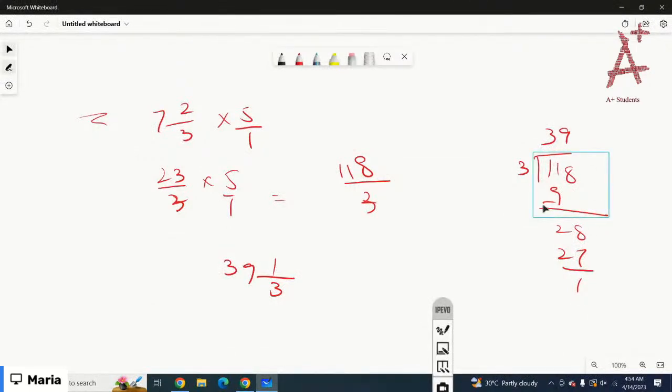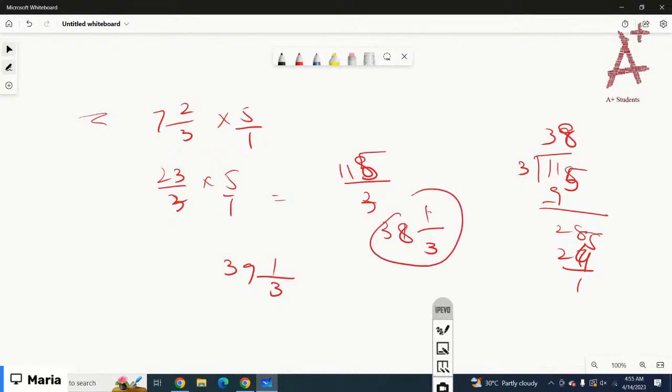Okay, let me just multiply. 23 times 5 is 115, not 118. Got it? So here you have 115. So 3 times 8 is 24. Got it? So 25 minus 24 is 1. So it would be 38 whole 1 over 3. Got it? So the correct option is 38 whole 1 over 3.